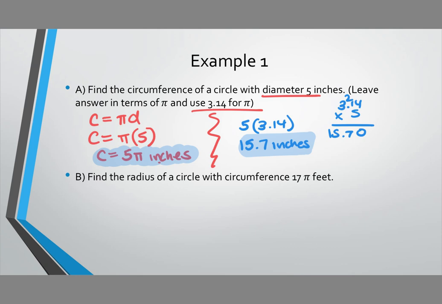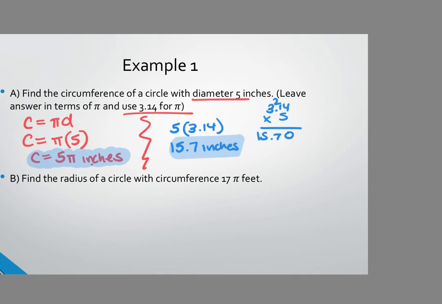Locate your pi button. If I did 5 times pi and it wanted you to round to more decimal places, then it would be 15.7079, and so on and so forth. If you actually had to use the pi button, it would go more decimal places, and it will tell you what to round to. Everybody located pi? Yes? Okay.